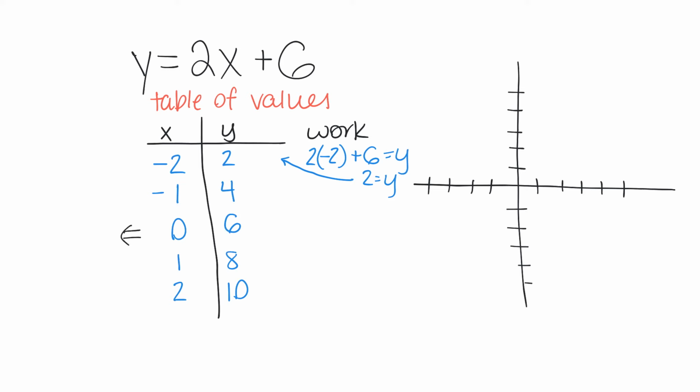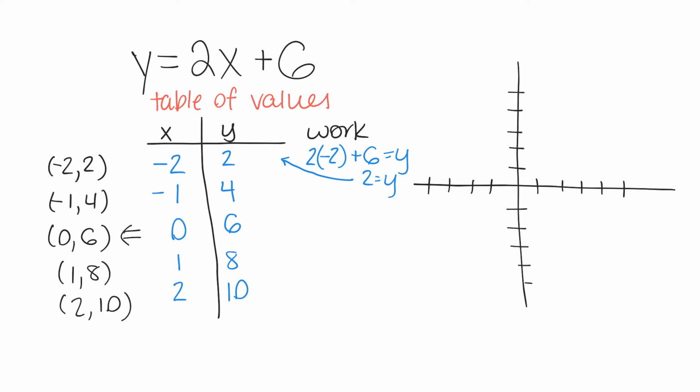So these are coordinates that we can plot. Like negative 2, 2. Negative 1, 4. 0, 6. 1, 8. And 2, 10. So you can come over here and plot those. You're going to go over to negative 2 and up to 2. Plot a point. Over to negative 1, up to 4. Plot a point. Over to 0, up to 6. Plot a point. Over to 1, up to 8. Over to 2, up to 10. And it should give you, if you're not a terrible grapher like me, a nice linear line.